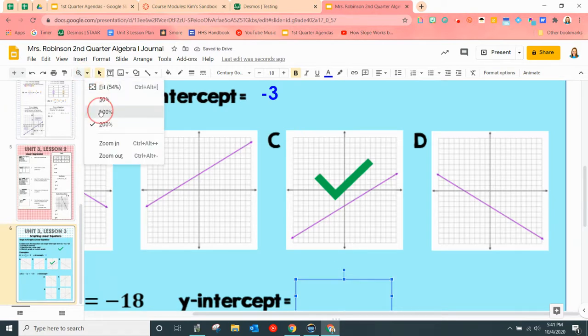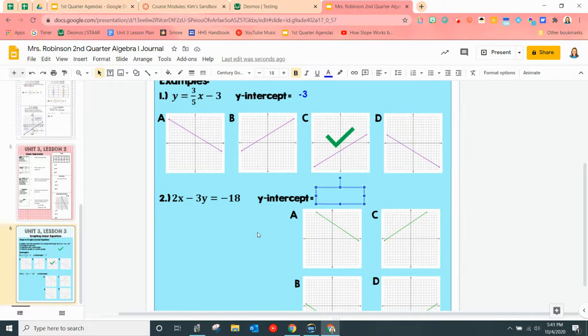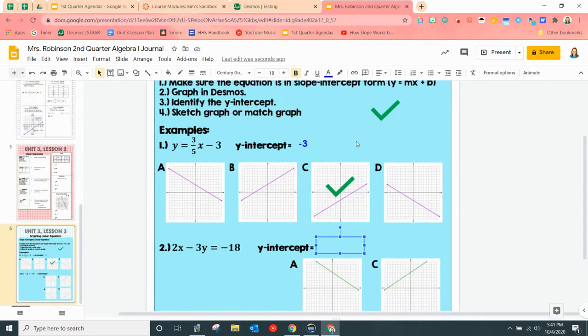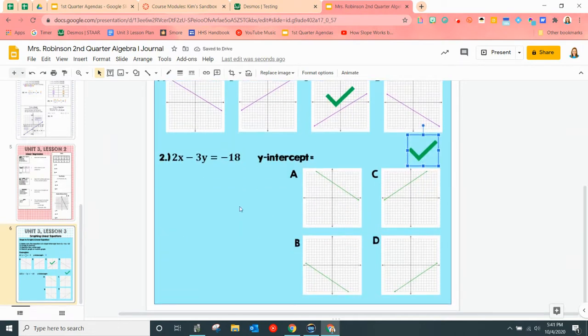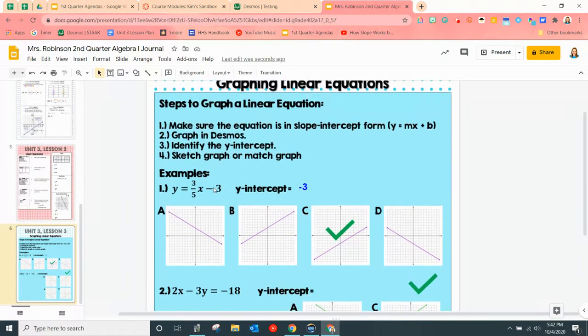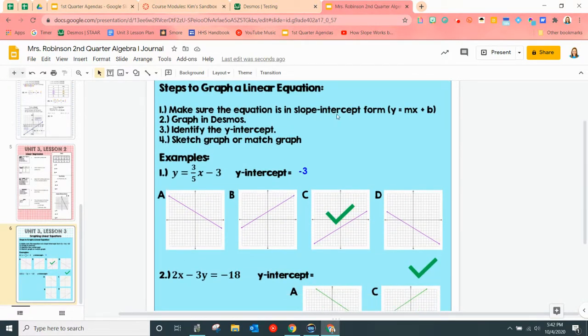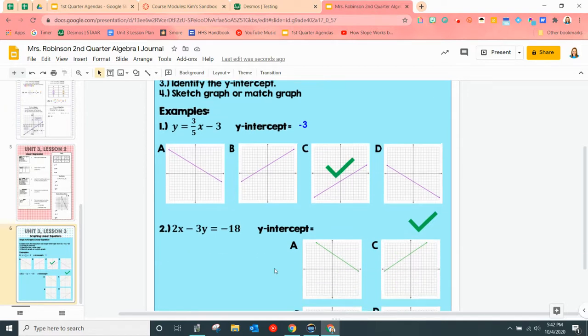Okay, so let's do another example together. Look at example 2. Same steps. I'm going to go ahead and drag my check mark down here closer because I know I'm going to need it in a minute. Okay. So we're going to use the same steps, but remember what step number 1 is. Make sure your equation is in slope-intercept form, y equals mx plus b.